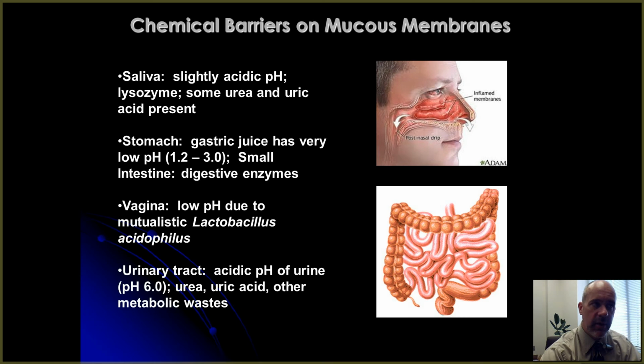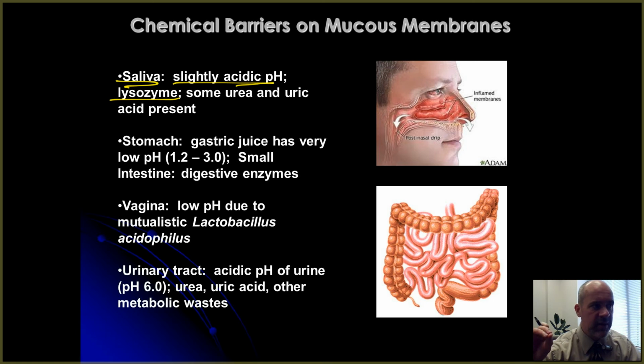Mucous membranes have chemicals, antimicrobial chemicals, just like your skin does. Saliva actually has a slightly acidic pH that lots of microbes don't like. Now, obviously, you've got plenty of microbes living in your mouth. I don't care how often you brush your teeth. There are tons of them in there. But if you didn't have this slightly acidic pH associated with your saliva, the population would just be much higher than it already is.